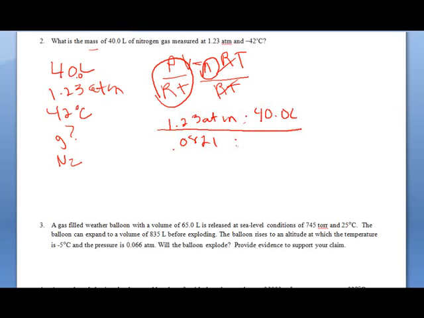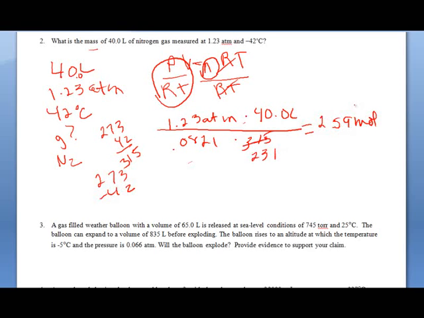And my temperature is 42 degrees Celsius. Whoops, it's minus 42 degrees Celsius, so that's 273 minus 42, which is going to give me, over here, 231. So if I multiply that out, I end up with 2.59 moles.